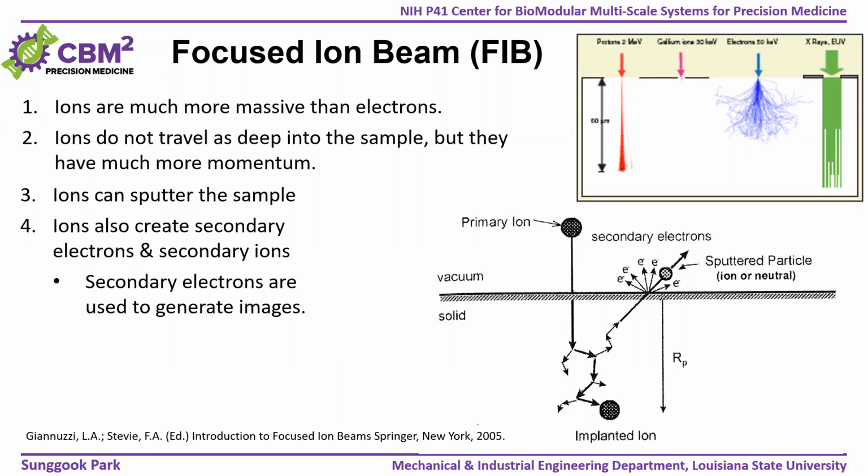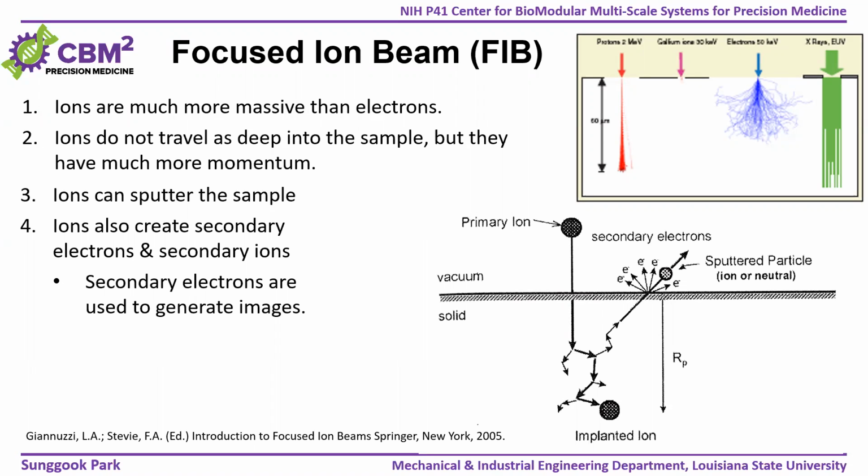Now, how are these ions different from electrons? The important thing is, for electron beam lithography, we make patterns in a resist layer, while for focused ion beam milling, we directly mill the substrate material by ions. Think about how ions are different from electrons. The most important thing is ions are much heavier than electrons, so they cannot really penetrate deep into the substrate.